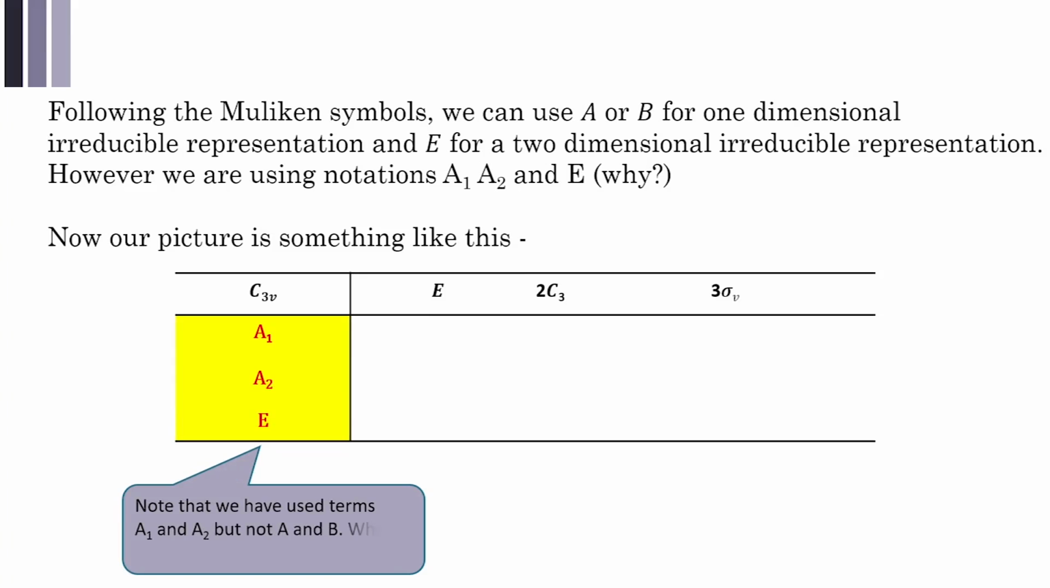Now why A1, A2, and E? A1 and A2 are the notations for one-dimensional irreducible representations, and E is the notation for a two-dimensional irreducible representation. Remember, this E is not the representation for identity. In fact, it is an irreducible representation for that particular point group. It is a two-dimensional matrix, while the other two are one-dimensional matrices.